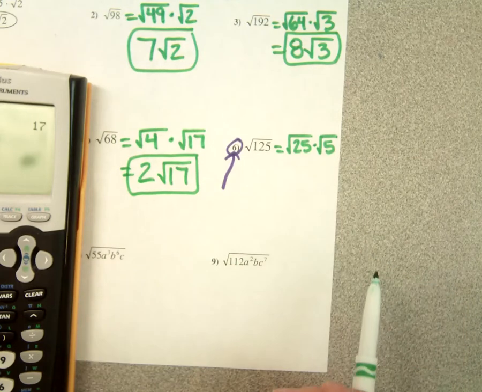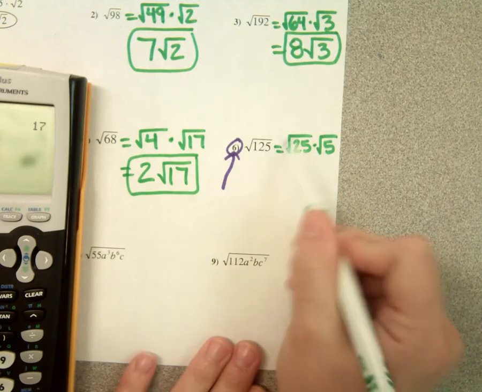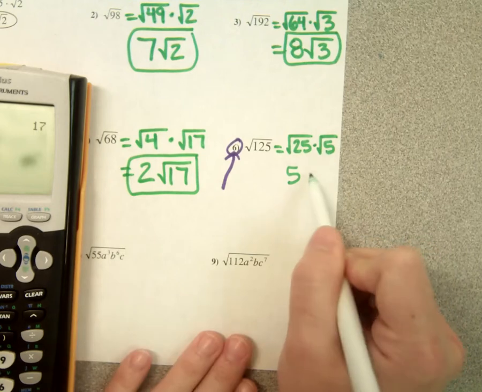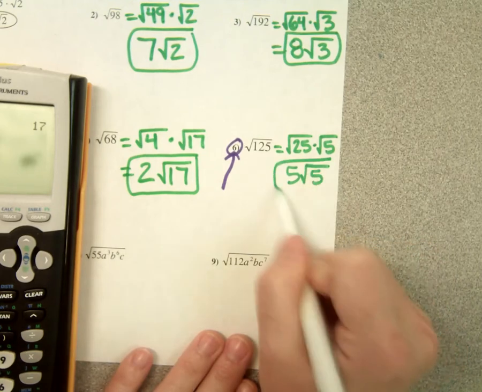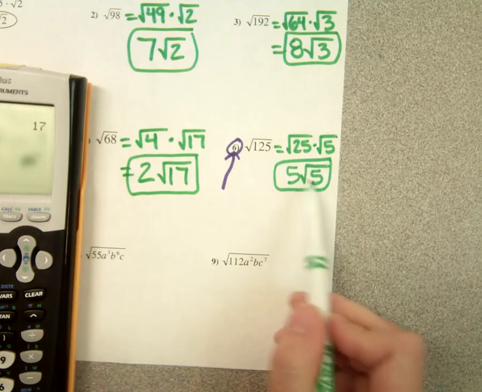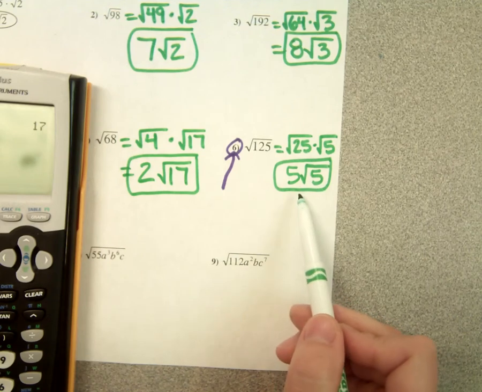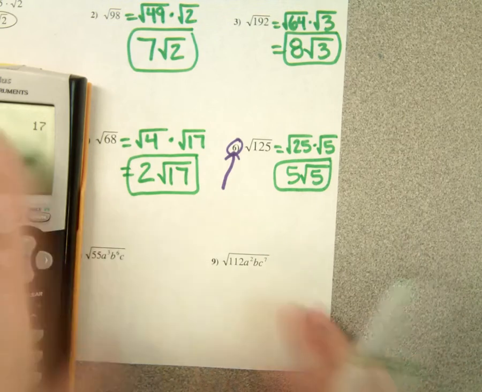What would the final answer be? 5 square root of 5. The square root of 25 is a pretty little 5. You can't take the square root of 5 and get something pretty, so that one just recopies. So I could say this several ways: 5 times square root of 5, 5 square root of 5, 5 radical 5. So several ways I could say it.